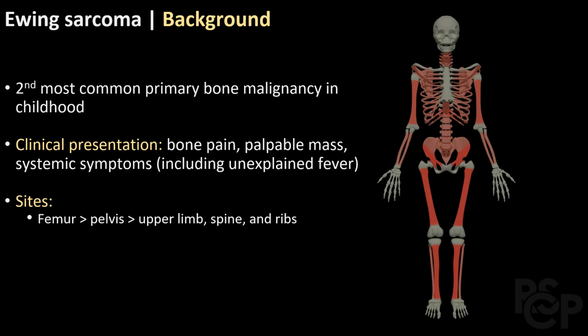You can have bone pain, a palpable mass, but you can also have systemic symptoms in this cancer, including an unexplained fever, and you'll often see an elevated ESR and LDH as well. This image shows the typical sites and distribution of Ewing sarcoma, most commonly in the femur, around 45% of sarcomas, then the pelvis, the upper limb, spine, and ribs are also pretty common sites.